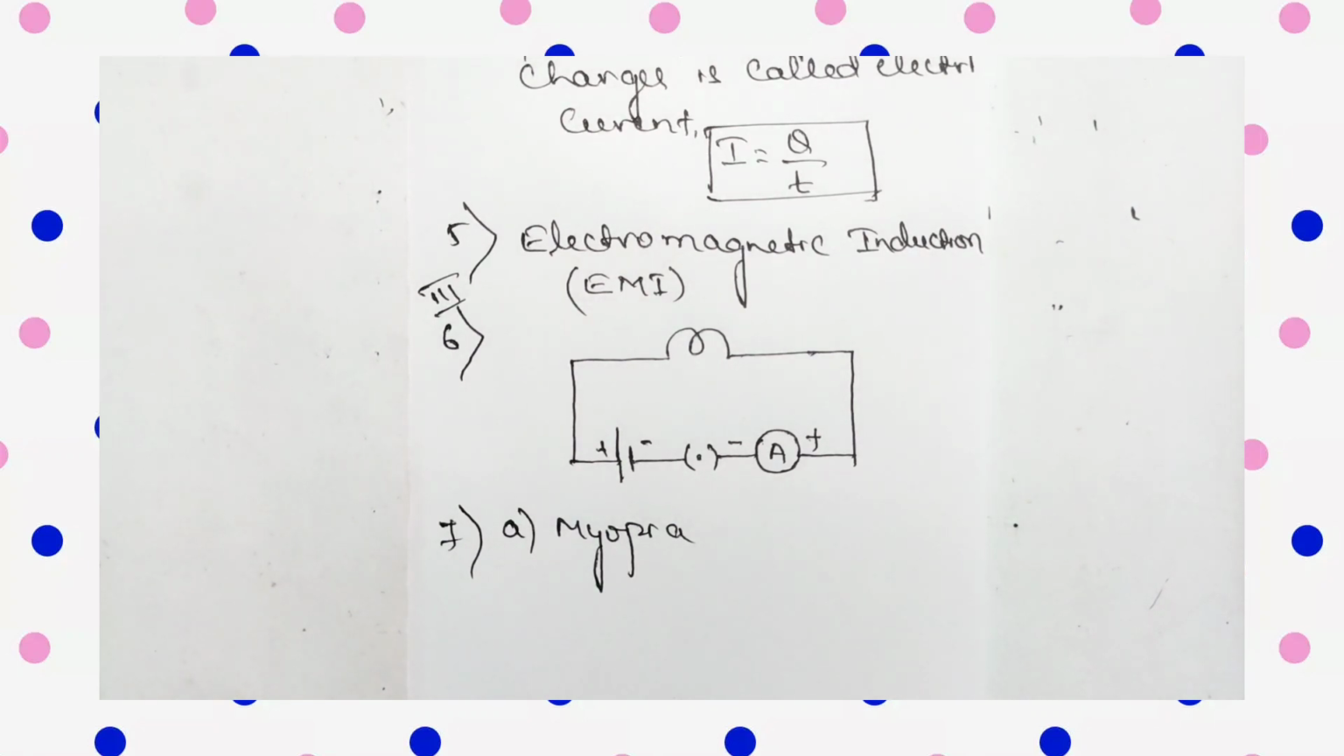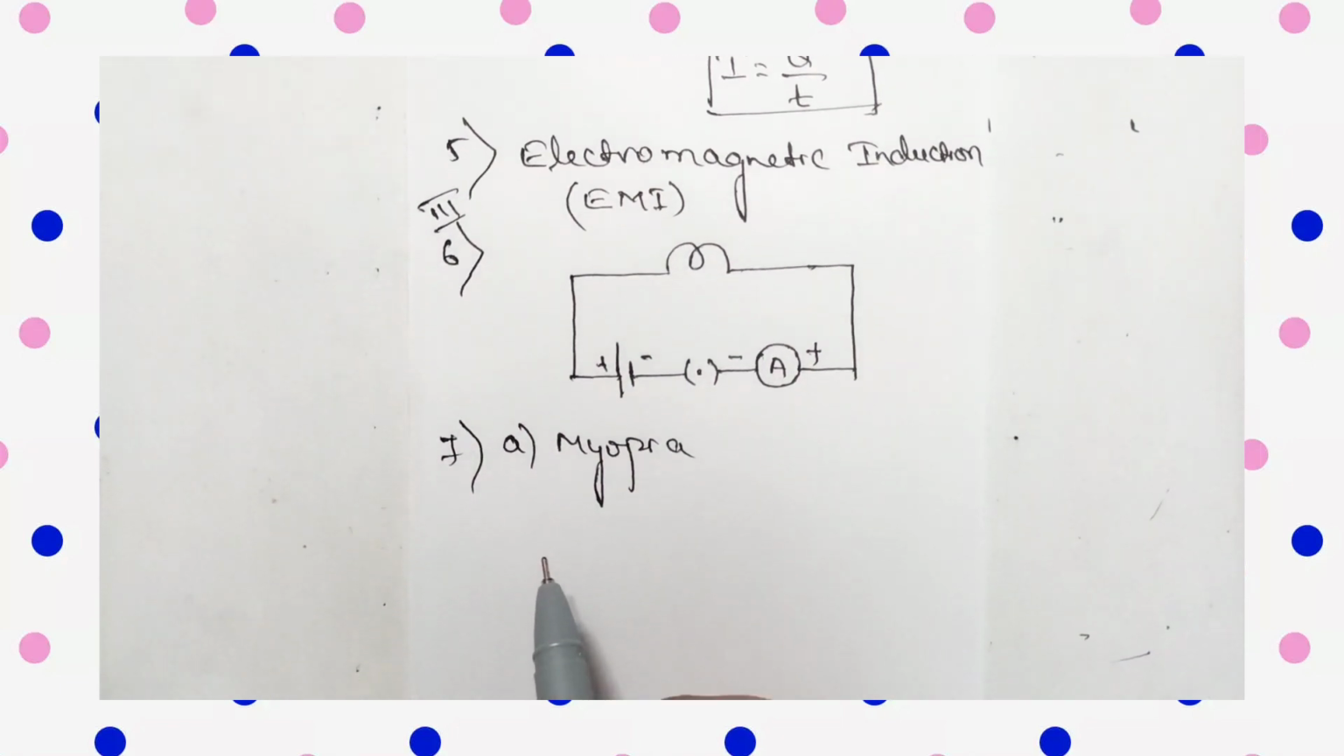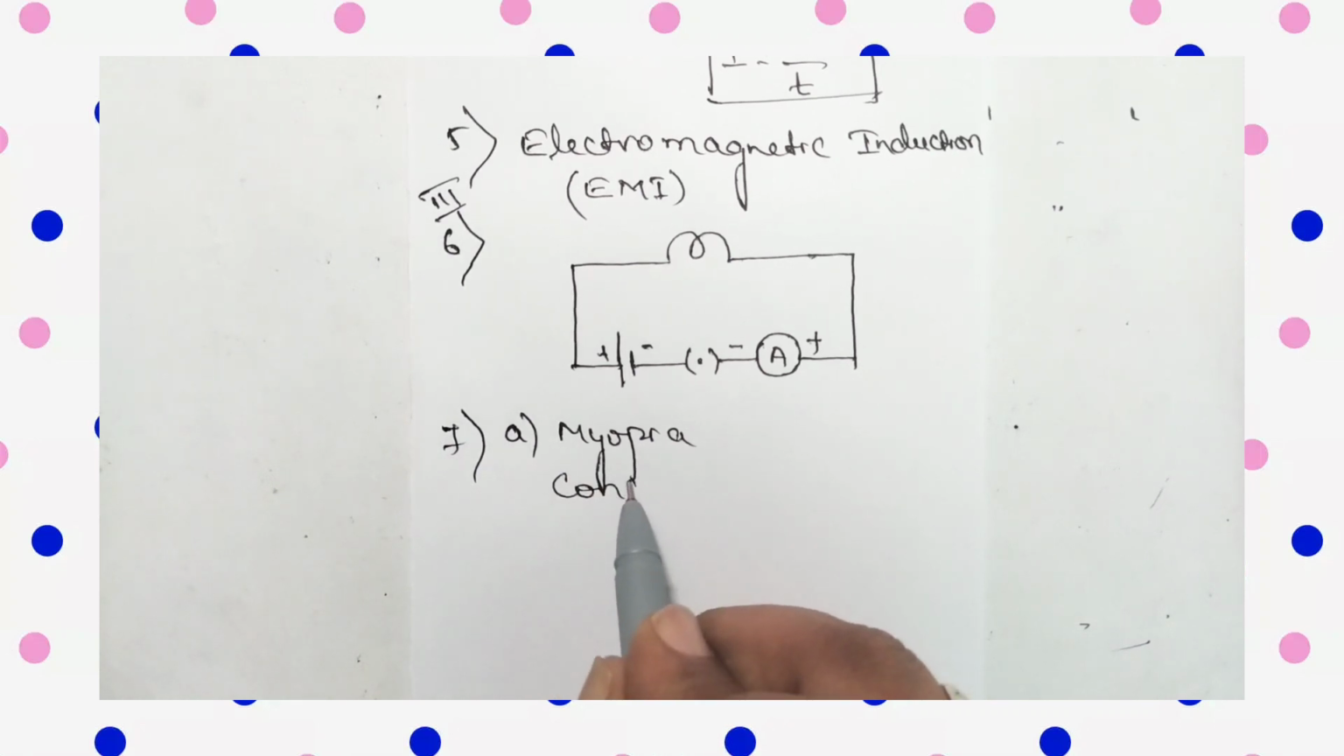Then mention the lens used to correct this defect. The lens we use to correct this defect is concave lens.